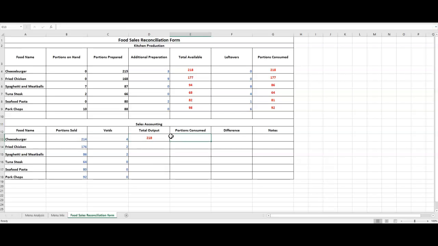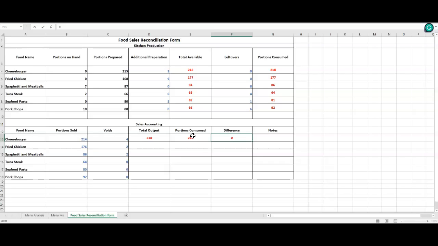Now, if we look at portions consumed, that comes from above. Okay, so that's what we bring down from the form up there. So that would be 218. Okay, so the difference in those two, 218 and 218, is 0. So all worked out well for our cheeseburgers.